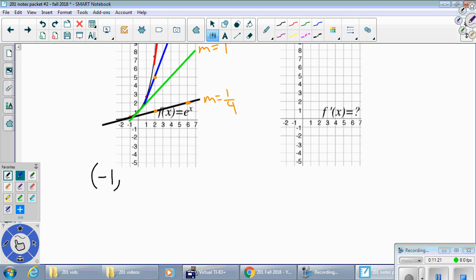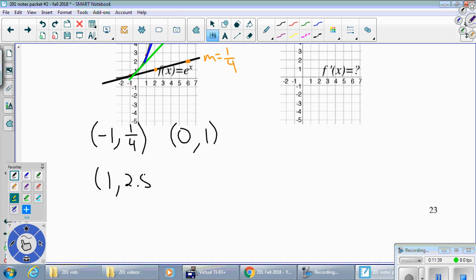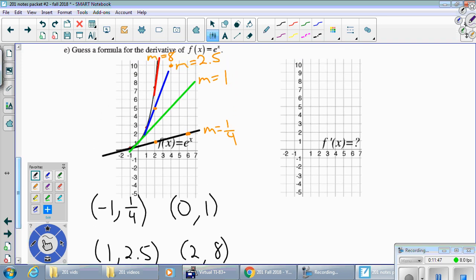When x was -1, we found that the slope was roughly a quarter. When x was 0, that was on the y-axis, we thought the slope was maybe 1. And then when x was 1, I estimated the slope was, what did we get, 2.5? And then when x was 2, I just made a blind guess for that really steep line and called it 8. Okay, and so we're going to plot these 4 points over here on this graph of the derivative. So -1, 1/4, and then 0, 1, and then 1, 2.5, maybe here, and then 2, 8 there.